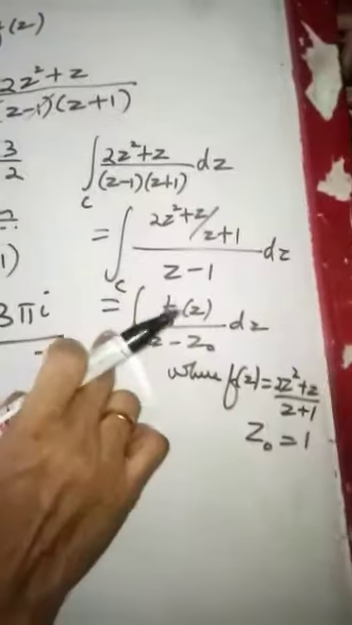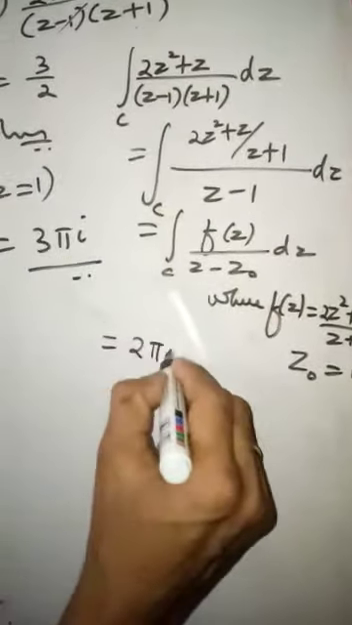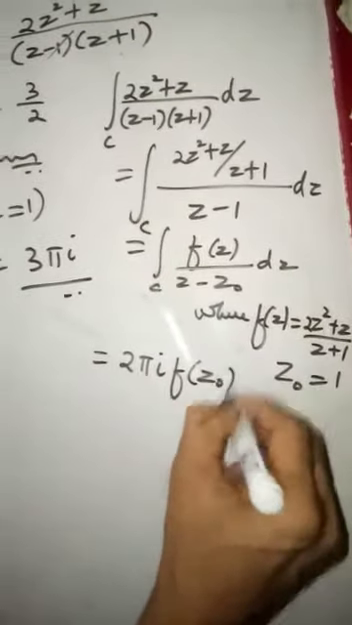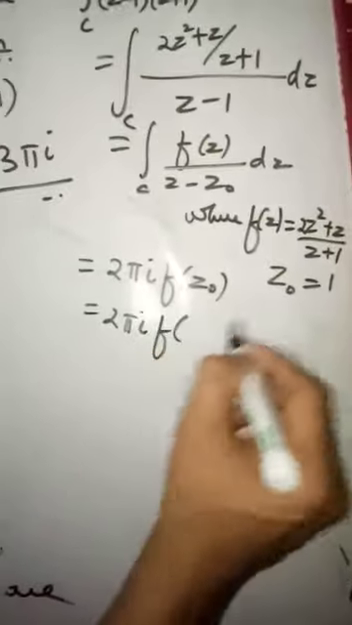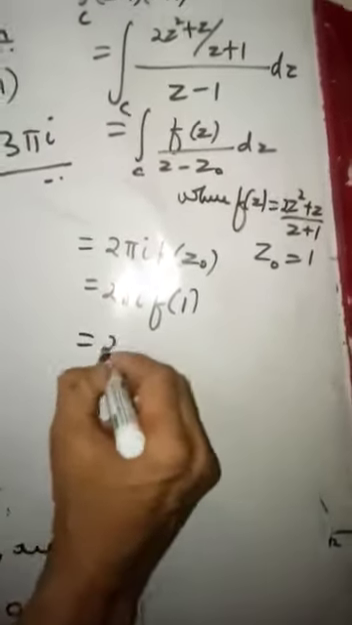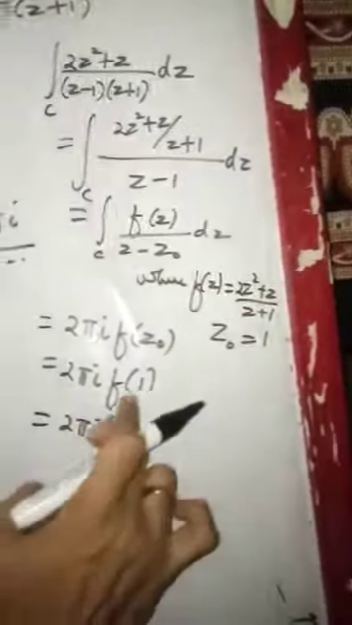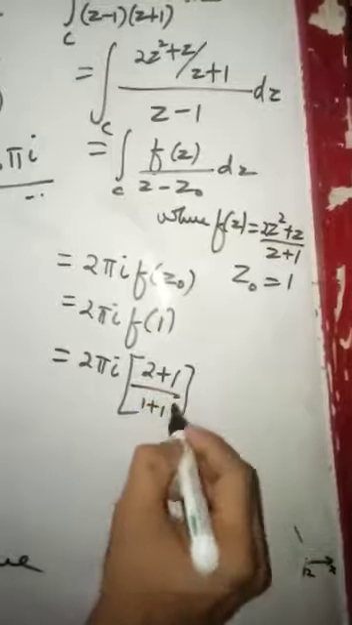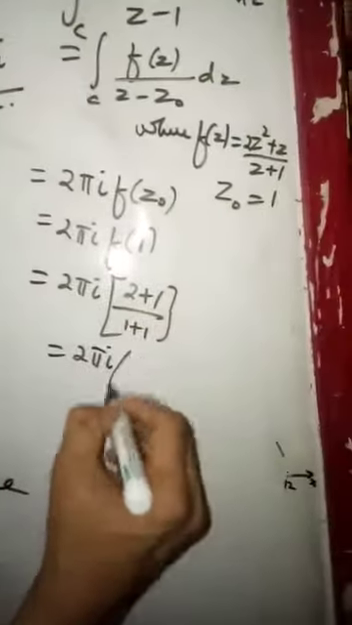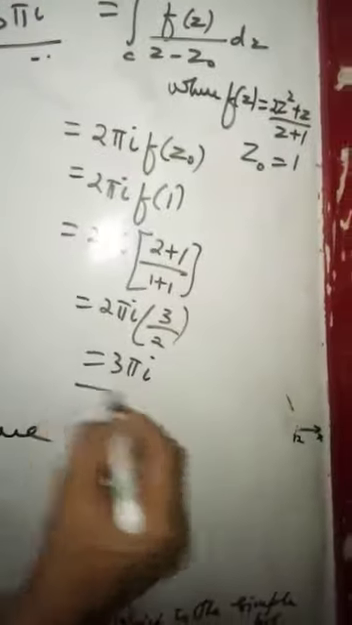Now what is the formula? Do you remember the Cauchy integral formula for this integral? 2 pi i into f of z naught. This is the formula. So 2 pi i into f of z naught is what? In f of z, in place of z you write 1. So (2 plus 1) by (1 plus 1). So 2 pi i into 3 by 2. 2 gets cancelled, 3 pi i.